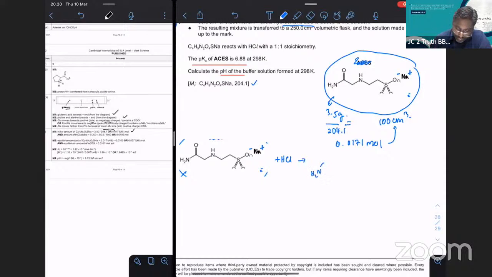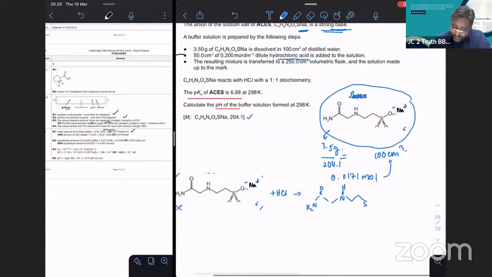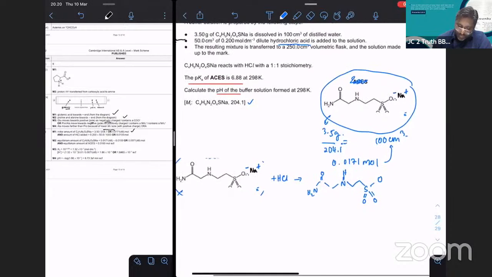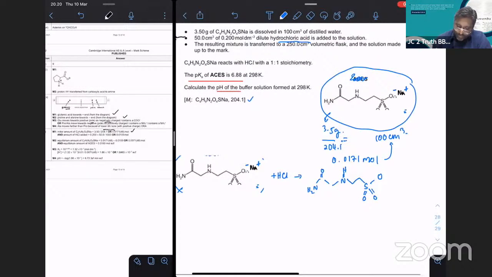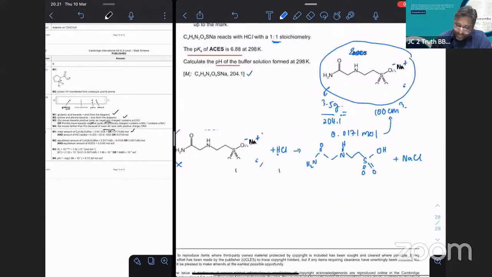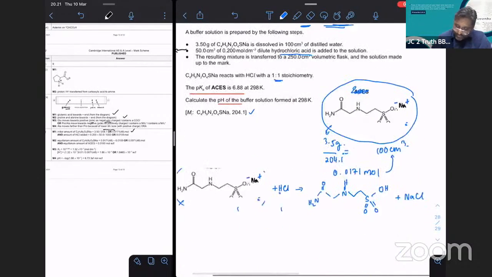They are going to give you NH2, then double bond O, then NH, S, double bond O, double bond O, O. Now this H will come over here, and then you will have an ACl, and you know that they react 1 to 1. You see what we are getting. This is actually aces.